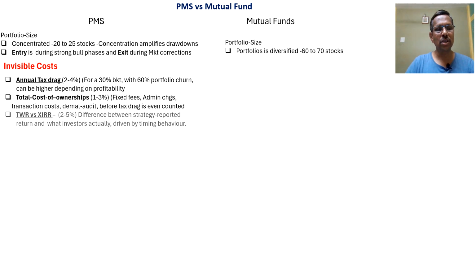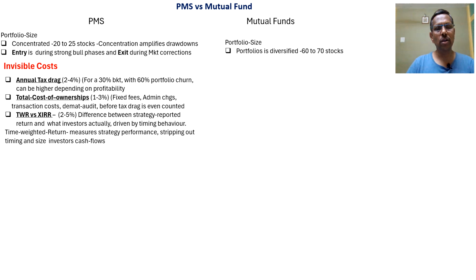Another invisible cost is TWR versus XIRR. TWR stands for time weighted return, whereas XIRR stands for extended internal rate of return, which ranges from 2 to 5%. Time weighted return measures the strategy performance.